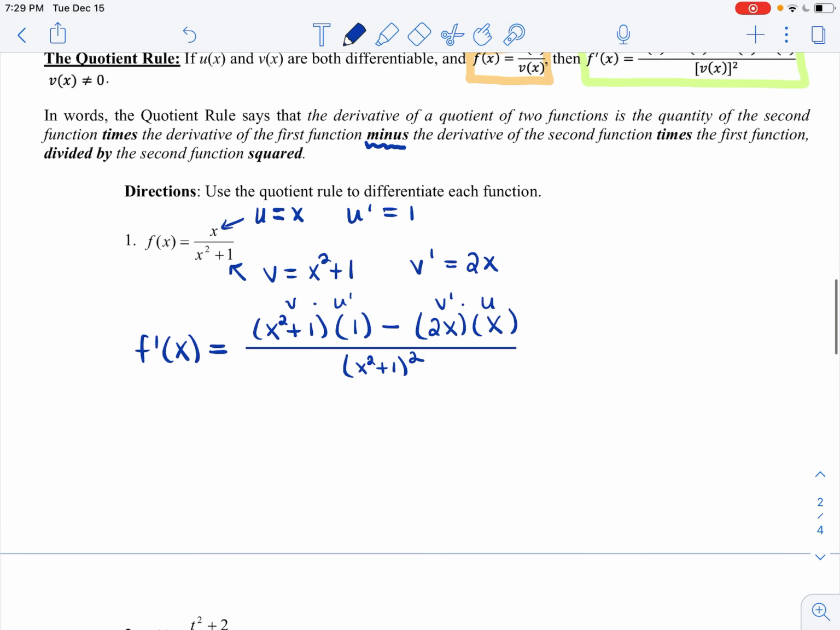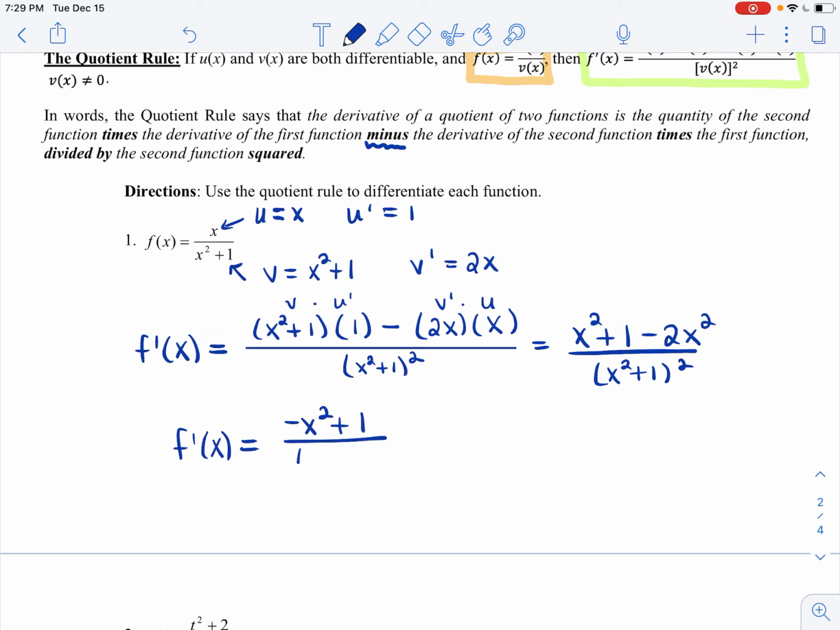So now we'll just do a little simplifying in our numerator. X squared plus 1 is just multiplying 1, so that's just going to be x squared plus 1, minus 2x times x, which would be just minus 2x. Again, all over x squared plus 1 squared. We could clean this up just a little bit more in the numerator. Combine those like terms of x squared and negative 2x squared to get negative x squared plus 1 over x squared plus 1 to the second.